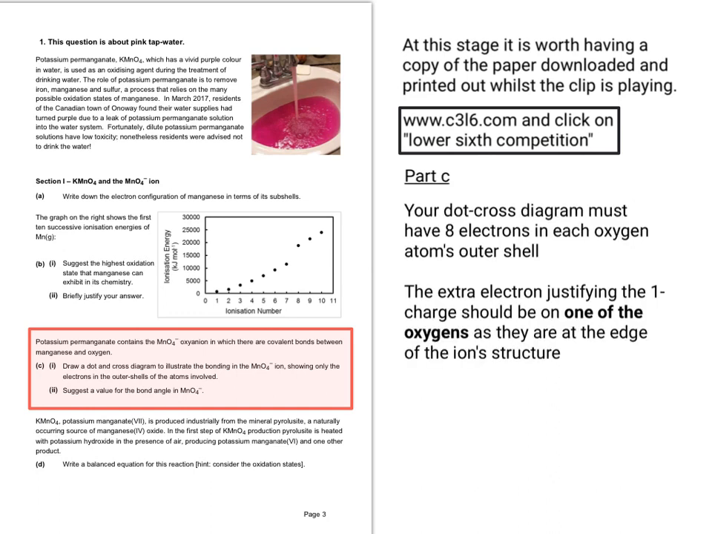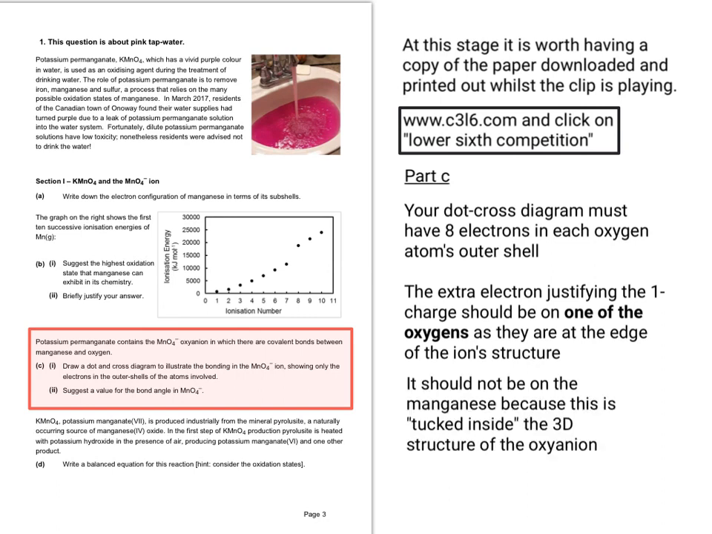So your dot and cross diagram must have 8 electrons in each oxygen atom's outer shell in order for it to work and be balanced. The extra electron, which is in place because there's a negative charge overall of 1-, should be on one of the oxygens because they're at the edge of the ion structure. In crude terms, it shouldn't be on the manganese because this is tucked inside the 3D structure of the oxyanion. So any gained electrons are not likely to find their way inside that part of the ion. They'll be in the outer shell of one of the oxygens on the outside of the ion.